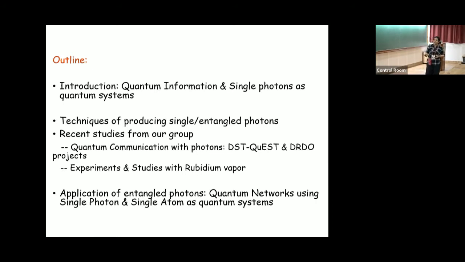And then some experiments and studies that we started with rubidium, one piece of work which is simple, but it got some recognition, and we are happy about it, because rubidium is a very well-known system, and we are probably the nth researchers who are researching with rubidium.